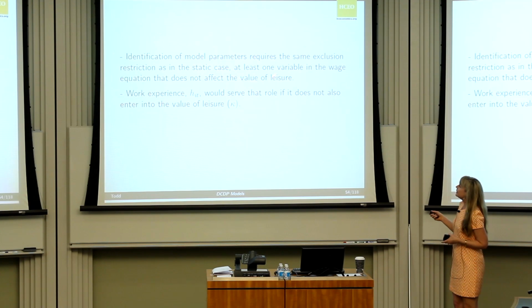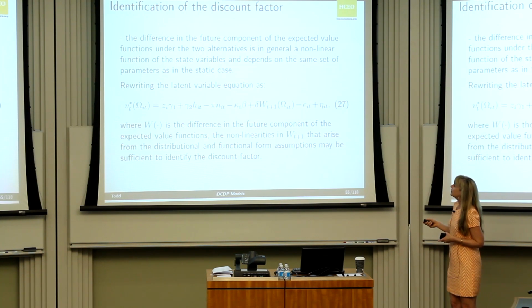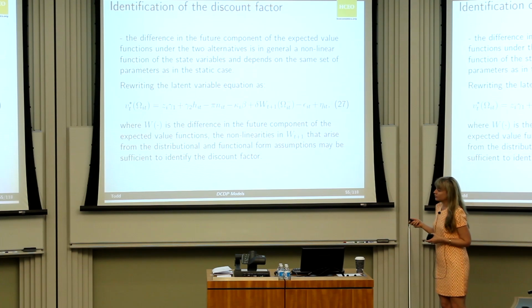Okay, and we have the same requirements about exclusion restrictions, so that's not different. In this model, work experience could serve the role of an exclusion restriction, if it doesn't directly enter into kappa. Okay, and the discount factor, just to make sure that it's identified.